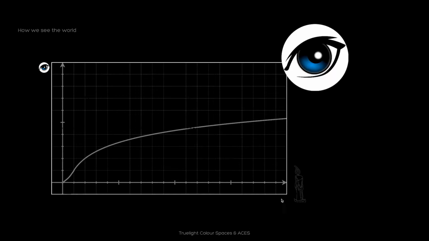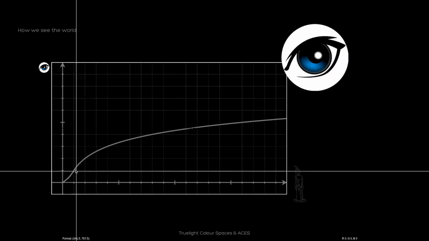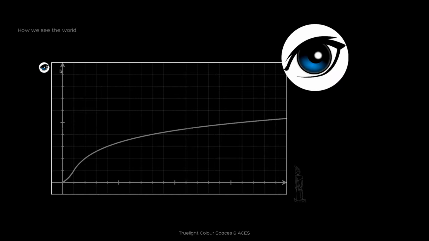If a human sees a room with 1000 candles and someone adds one more candle, the observer would hardly see any difference. We would need to add another 1000 candles to perceive a change like we did with 1 candle to 2 candles. You could think of the y-axis as stops or f-stops. Raising one stop means doubling the amount of light. Reducing one stop means halving the amount of light.